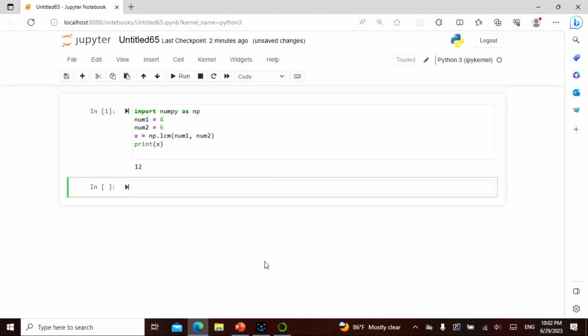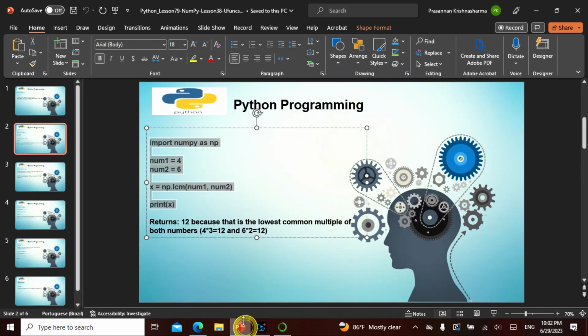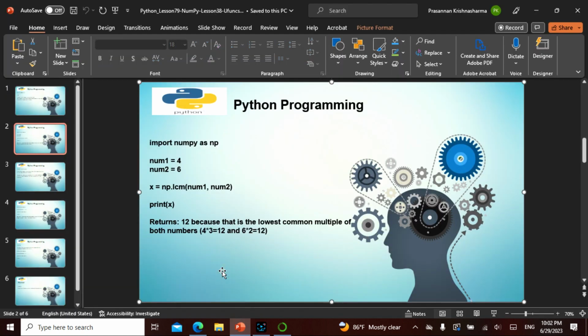And why is it 12? Because if you see, 4 times 3 is 12, and 6 times 2 is also 12. The lowest common multiple for both these numbers is basically 12.